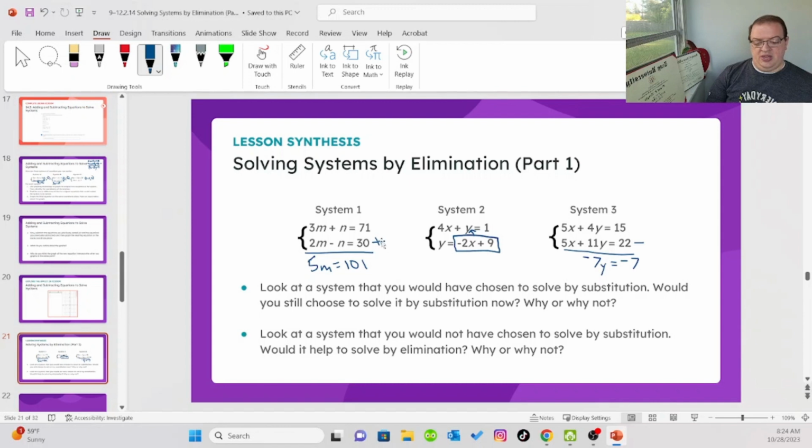So we want to be able to look at different systems of equations and understand, would I want to solve this using substitution? Would I want to solve this using addition for elimination? Or would I want to use this for subtraction to get elimination?